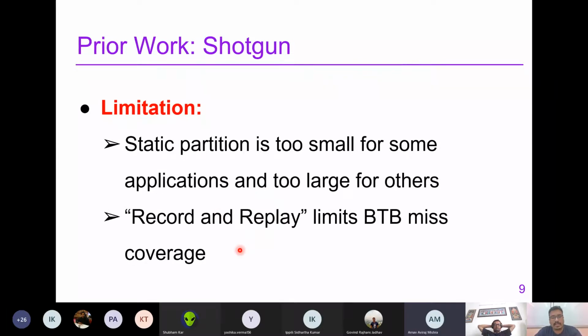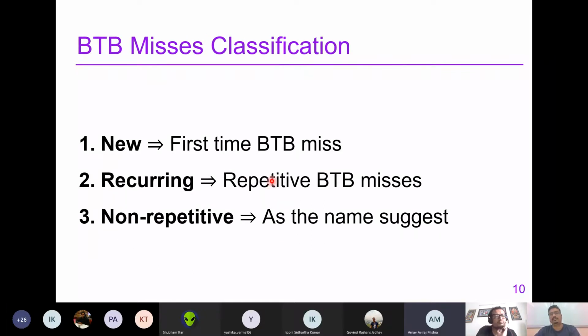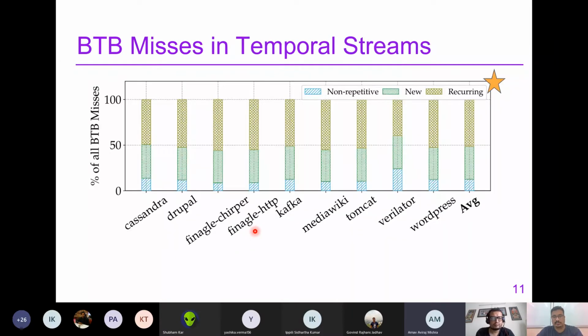Now, to see how record and replay is one of the limiting factors for BTB miss coverage, we will classify BTB misses into 3 categories. One is new, meaning a BTB miss for the first time. Next is recurring, as the name suggests, the repetitive BTB misses, and then non-repetitive BTB misses. If we look at the division of BTB misses across these three categories for all 9 data center applications, for all of them the majority of the BTB misses are recurring.